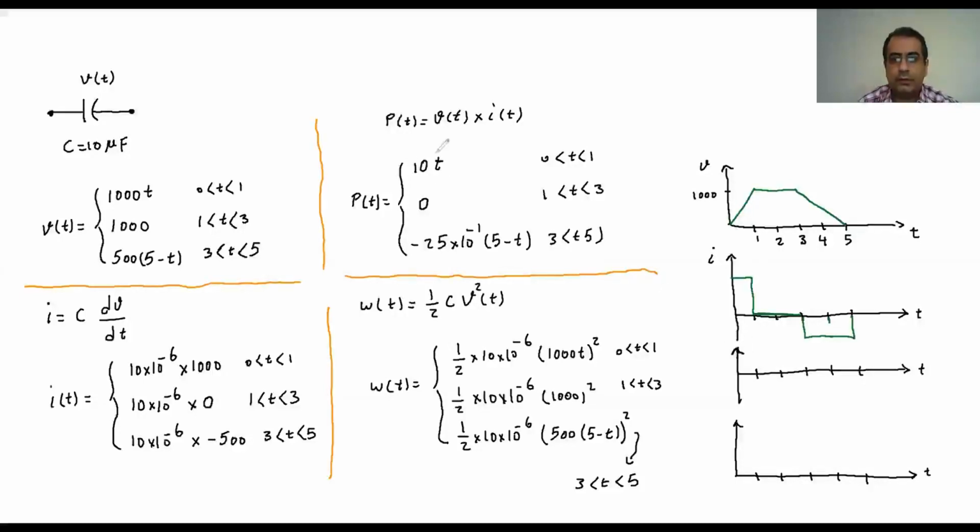So the next one is going to draw the P value. And the P value is 10T, so it's going something like that. And then it becomes 0. So it suddenly drops, becomes 0. And then if you draw this equation, you will get something like this.